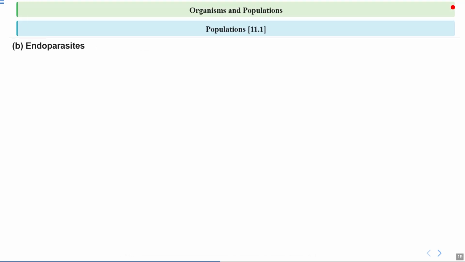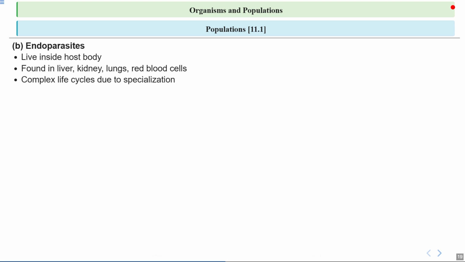Now next are endoparasites. These organisms live inside the body of the host. They are found in the liver, kidneys, lungs, and red blood cells. So they are found in these specific organs as well. Clear?